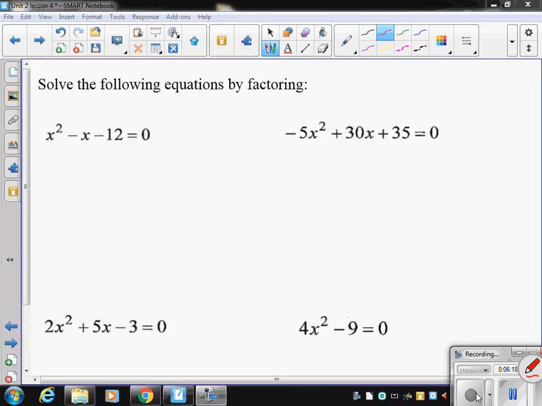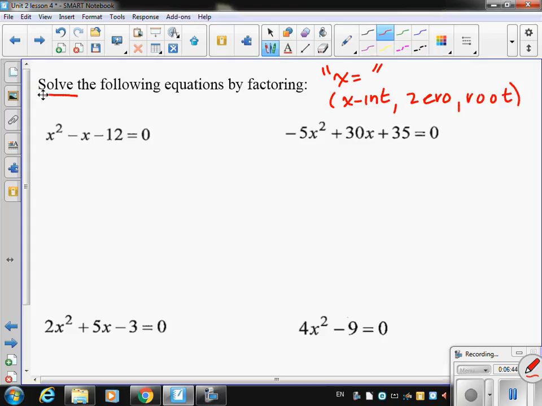The last few questions here we're going to do without the aid of a graph, and it says solve the following equations. So when you're solving something, you want x equals. That's what we mean by solve, but we know in the context of these questions that we could also be saying to you, you know what, find the x-intercept. That's x equals, or find the 0, or find the root. All of those things mean the same thing.